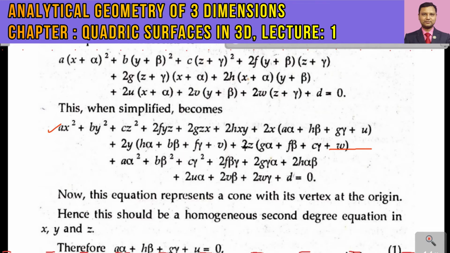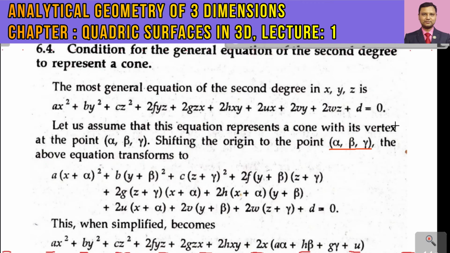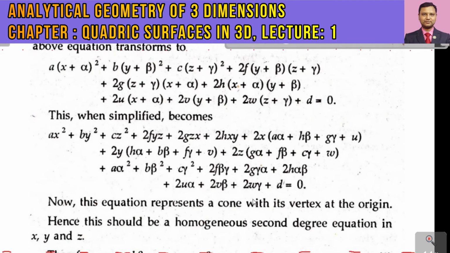We can write this expression in this way: ax square plus by square plus cz square plus twice fyz plus twice gzx plus twice hxy, etc. This is the twice x related term, this is the twice y related term, this is the twice z related term, and the remaining term is the constant term. So the coefficient of x must be equal to 0, the coefficient of y must be 0, and the coefficient of z must be equal to 0.